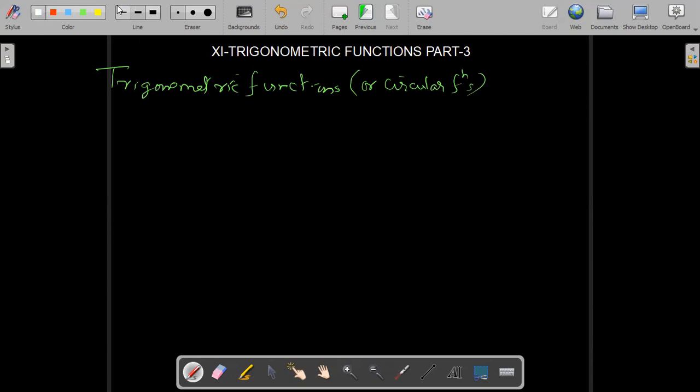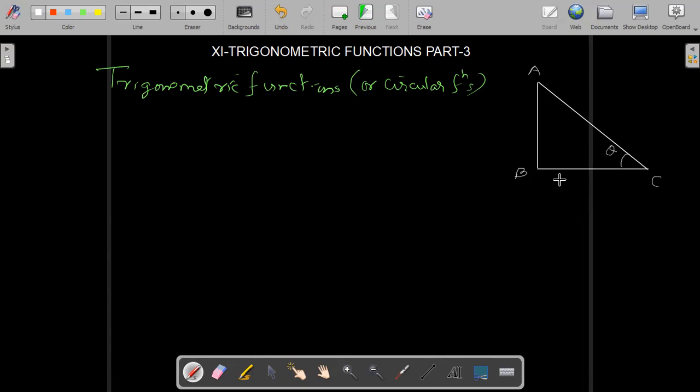So as you know, we have seen in previous classes also that if we have a right angle triangle, this is a right angle triangle, you know that, and this is your A, B, and C. This is angle theta.